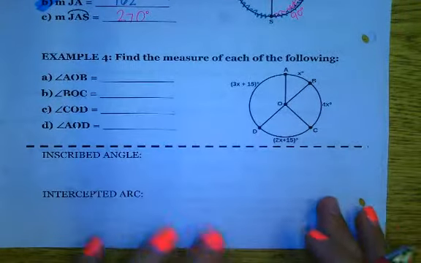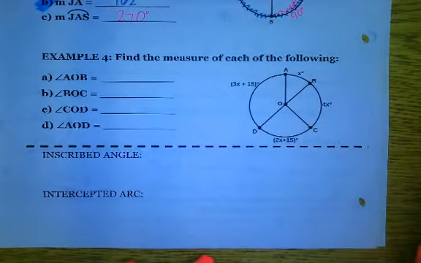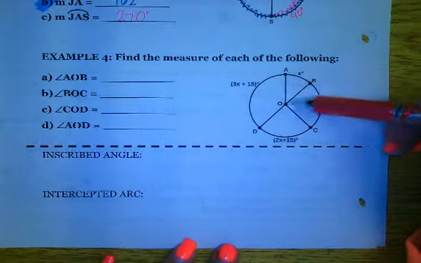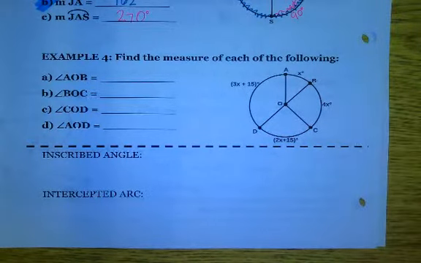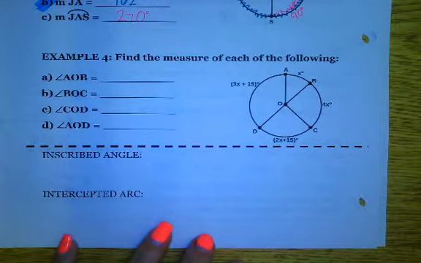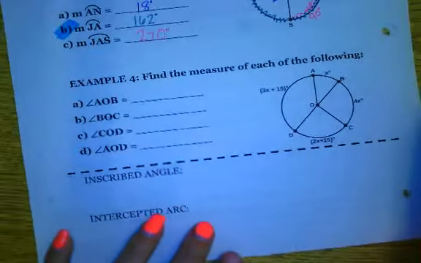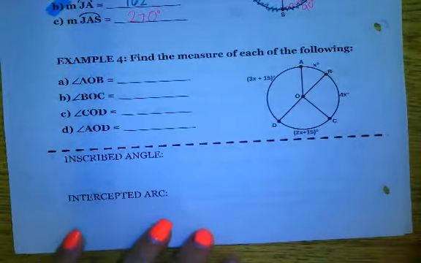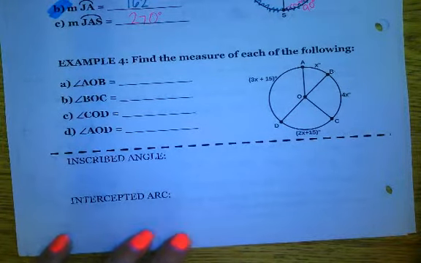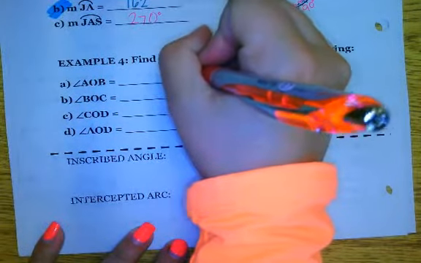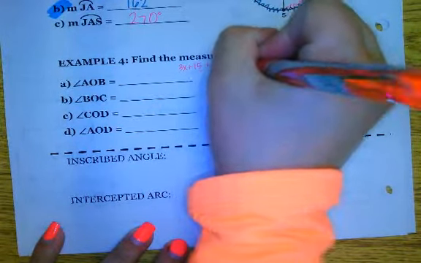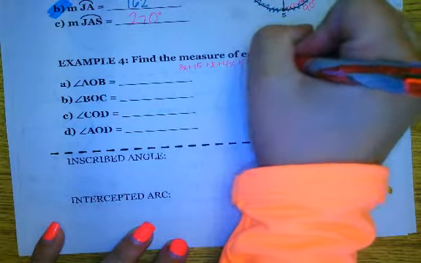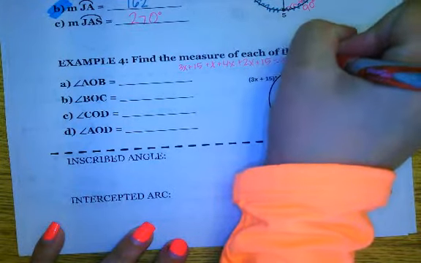Example 4, find the measure of each of the following. The angle AOB. Right now we have all of the arcs. And what do you know the arcs need to equal? 360. So how can we figure that out? Add them all up and set them equal to 360. So you have 3x plus 15 plus x plus 4x plus 2x plus 15 equals 360.